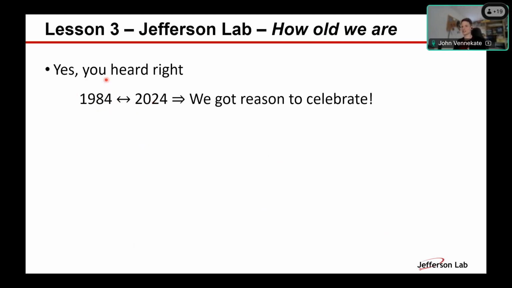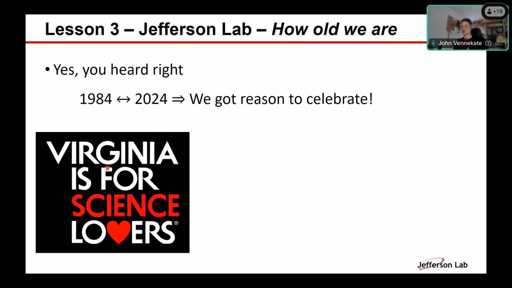So quickly looking into how old we are, if you've done the math right, you remember we were founded in 1984, then yes, in this year of 2024, we actually got reason to celebrate. We had a big motto party, so to say, and introduced this motto of Virginia is for science lovers. That's derived off of a classic state motto, Virginia is for lovers, that we all have on our car plates driving around here, and in this particular year, we put the focus on us as a national lab: Virginia is for science lovers.